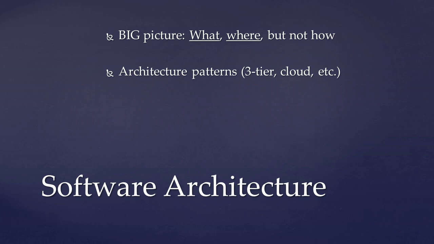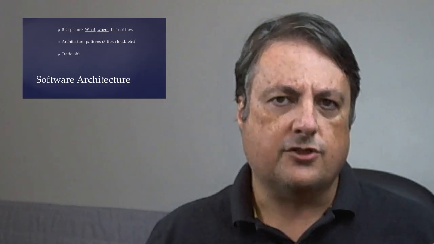There are architectural patterns. So architectural patterns are going to be whether it's an N-tier architecture, MVC, cloud-based, all of the ways that software can be designed. You're making these decisions at this stage. You're also making certain trade-offs.